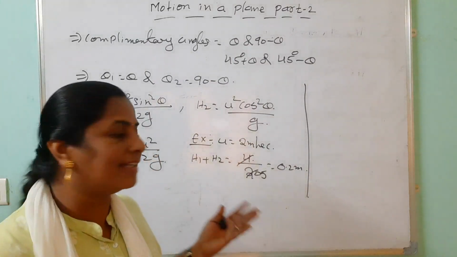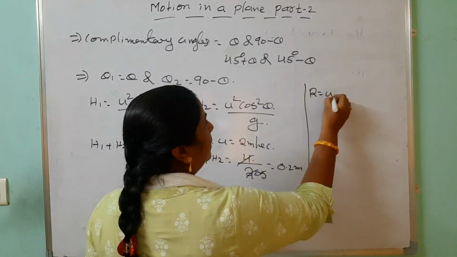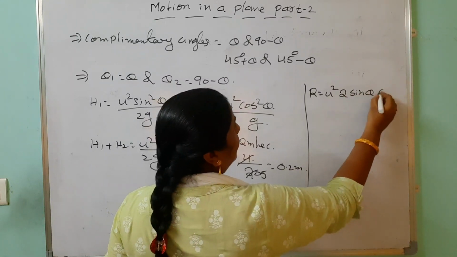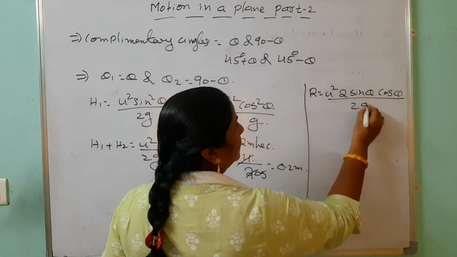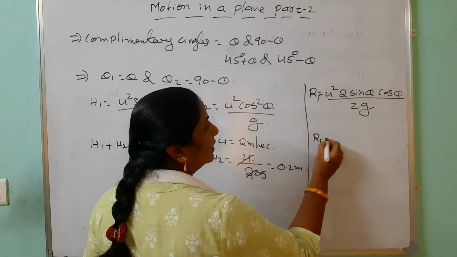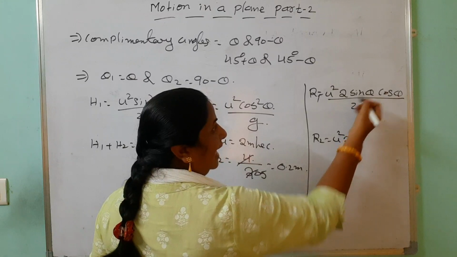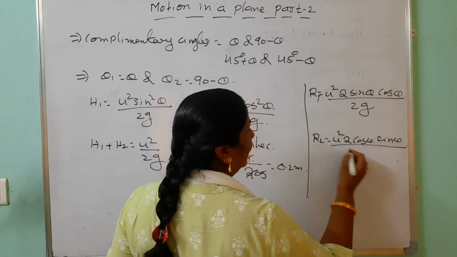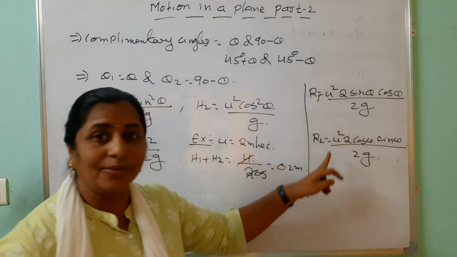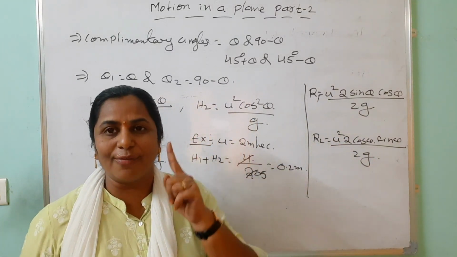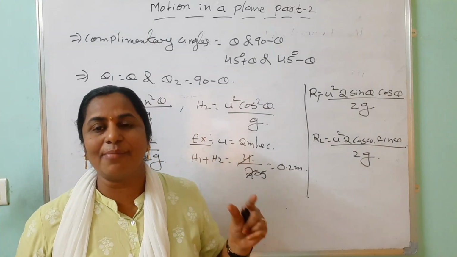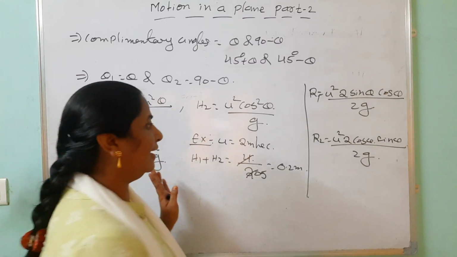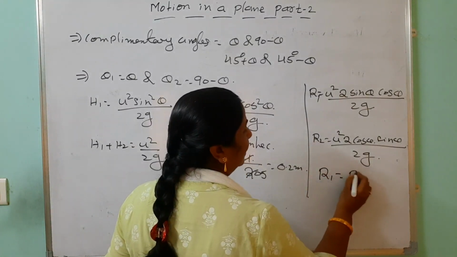So what is the range formula? R equals u square 2 sine theta cos theta by 2g. This is R1. R2 is, look here, u square 2 sine of 90 minus theta, which becomes cos theta, and cos of 90 minus theta becomes sine theta. See, R1 and R2 are both the same, no? So always remember that for the same velocities, for complementary angles, the ranges are the same. For complementary angles, R1 equals R2.